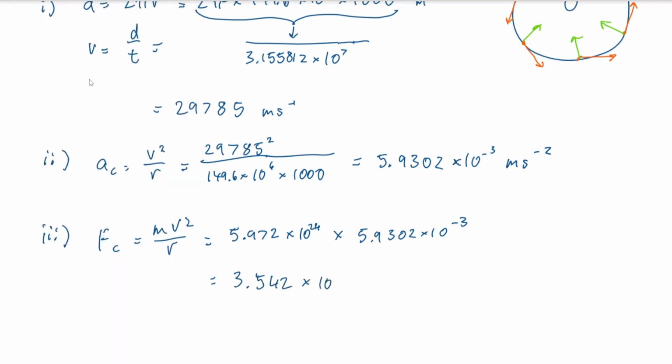42 times 10, what was it, to the power of 22? Yep. And what are the units for that? Newtons. Right, so even though the acceleration was very, very little, since the mass was so great, it's a planet, the force required to keep it in orbit is also very large.